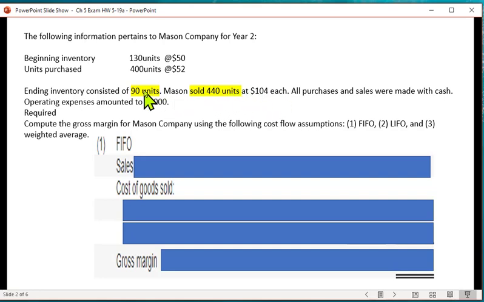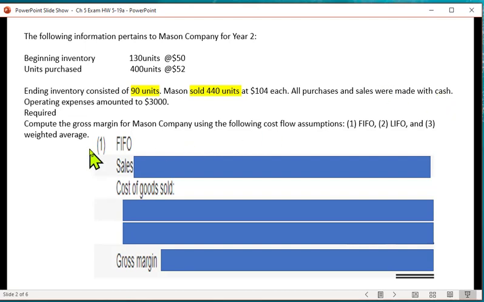So we know they had 90 units left because they had 130 units plus 400 units, a total of 530 units available to sell. They sold 440 of them, therefore they had 90 left in their ending inventory. Now, all purchases and sales were made with cash. Very important sentence there. All purchases and sales were made with cash. Operating expenses amounted to $3,000, and again, these operating expenses were paid for with cash.